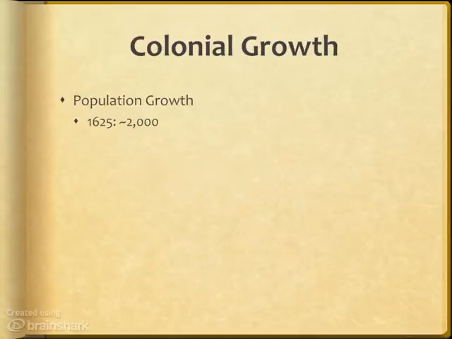We can see this with a look at some demographic numbers. In 1625, for example, the two colonies of Jamestown and Plymouth had a combined population of about 2,000 people. 75 years later, by 1700, there were about 250,000 people living in England's 12 colonies. Remember, Georgia hadn't been founded yet. And 75 years after that, at the start of the American Revolution, that number had swollen to about 2.5 million people.